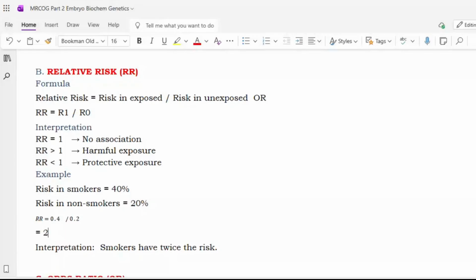If RR is more than 1, that means it is a harmful exposure. If RR is less than 1, that means it is a protective exposure. There may be some intervention which is protecting against a certain disease; in that case, relative risk will be less than 1. In smoking and lung cancer, relative risk will come as more than 1. Risk in smokers is 40%. Risk in non-smokers is 20%. So relative risk is 40% divided by 20%, or 0.4 divided by 0.2, equal to 2. So the interpretation is that smokers have twice the risk. That is how the relative risk is calculated.